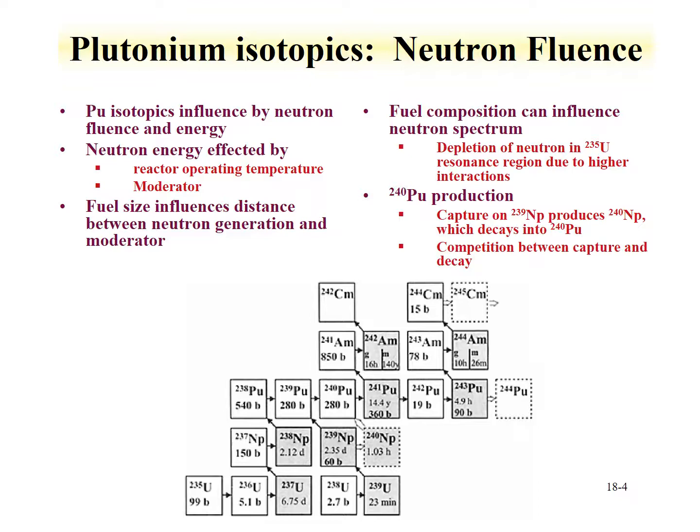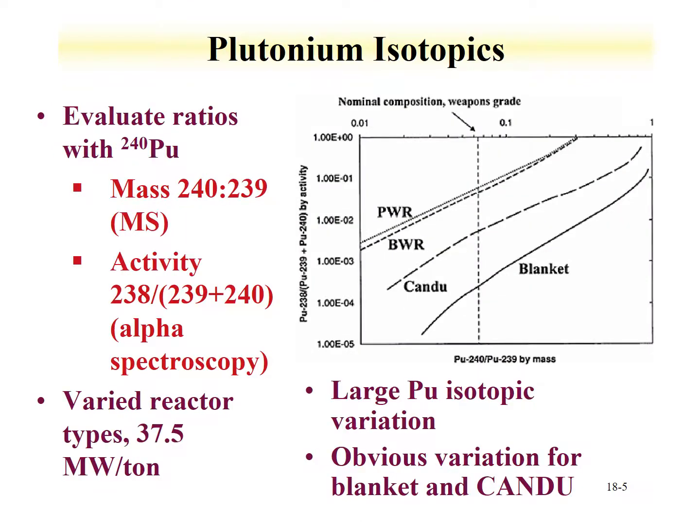complicated. A key signature that can be obtained from plutonium isotopics is an evaluation of the reactor type that was used to produce the plutonium. This is achieved by evaluating ratios with plutonium-240. For instance, the mass ratio between the plutonium-240 and plutonium-239 can be evaluated. This is usually done with mass spectroscopy. And then the overall activity of plutonium isotopes, where the plutonium-238 is measured and plutonium-239-240 alpha spectroscopy data is provided, and a ratio of the 238 to the 239 plus the 240 is used.